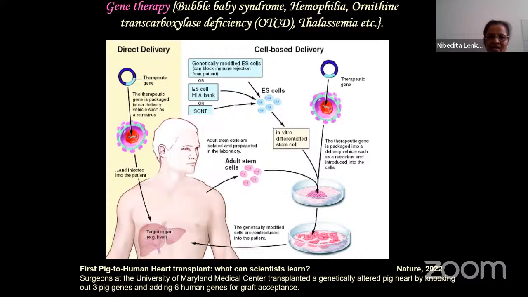And in recent news, all of you might know about the pig to human heart transplant that has been done. In this case, they edited the genes by knocking down or overexpressing: 3 pig genes were knocked out and 6 human genes were added to make the graft accepted by the patient. Studies have been carried out in such ways, and people are doing much more research in this area.